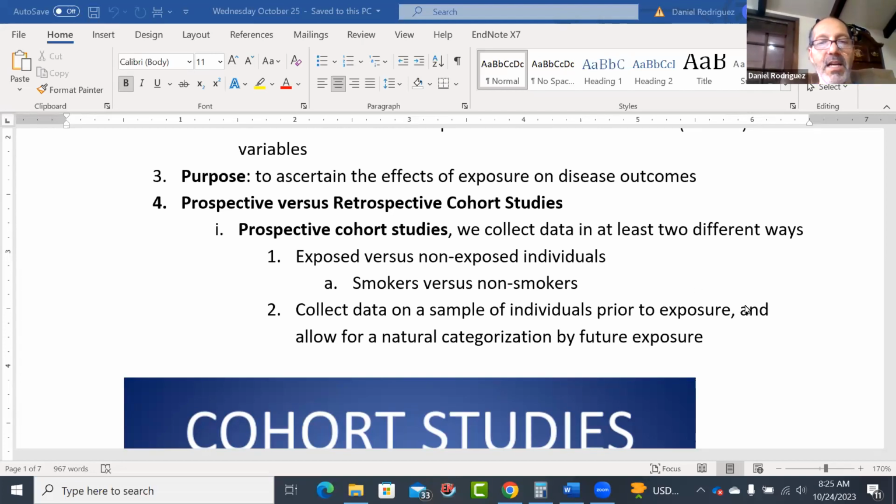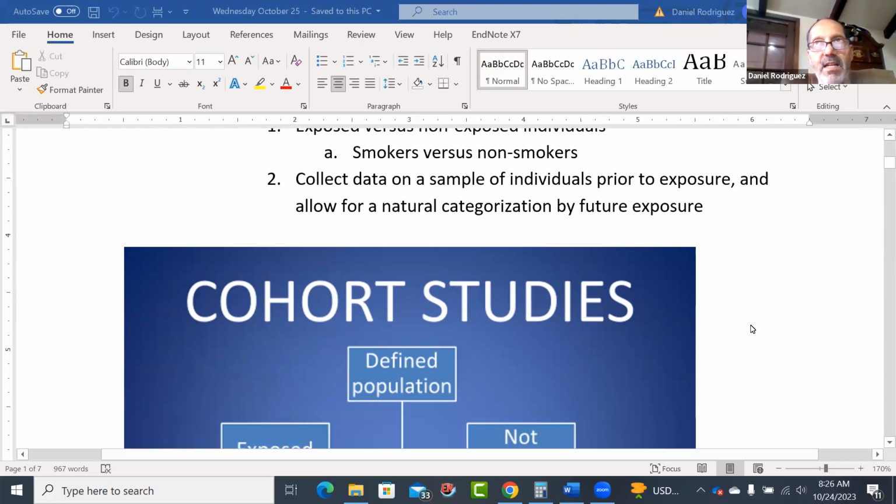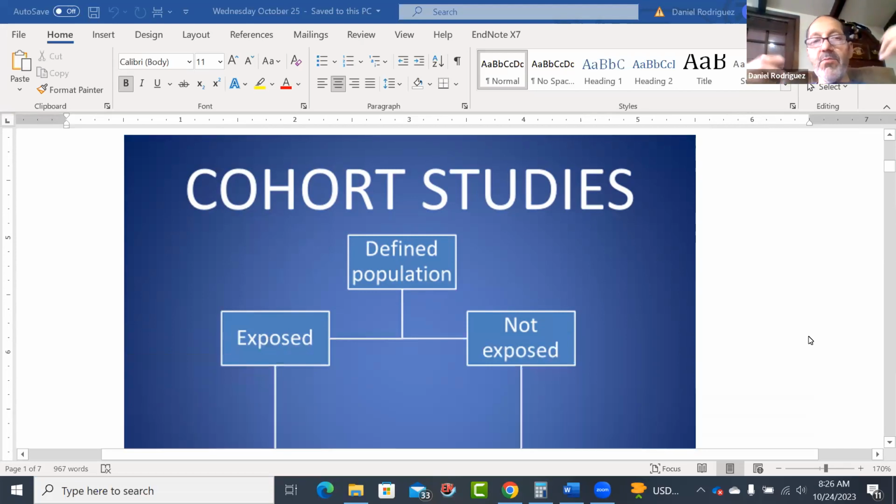And within a prospective, we can have a couple different types as well. One is where we start with exposure. So for instance, I could take smokers and compare them to non-smokers and see which one develops emphysema later down the line. So that would be exposure first. Another one is to allow exposure to develop on its own. And this is most of the research that I've been involved in, where we've tracked adolescents to see which ones start smoking.